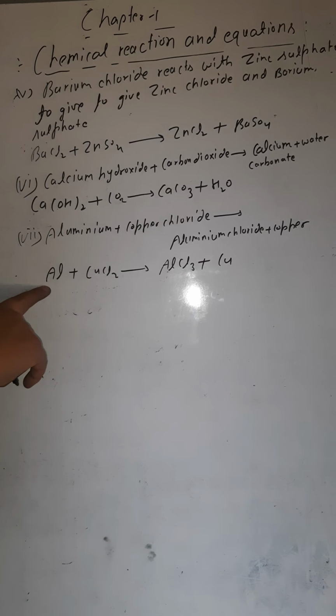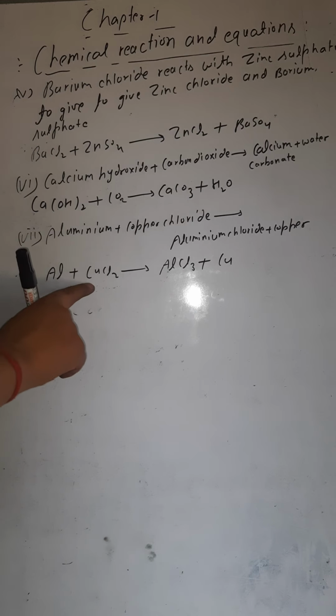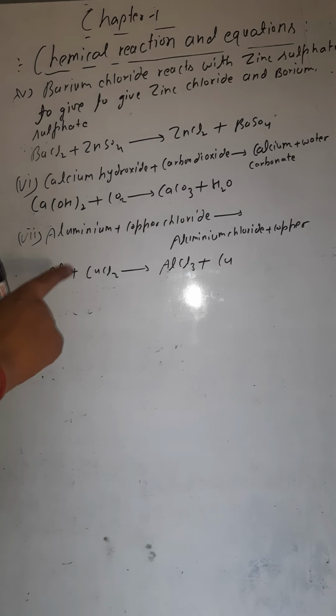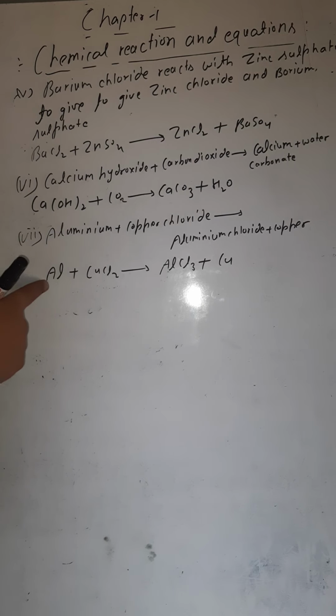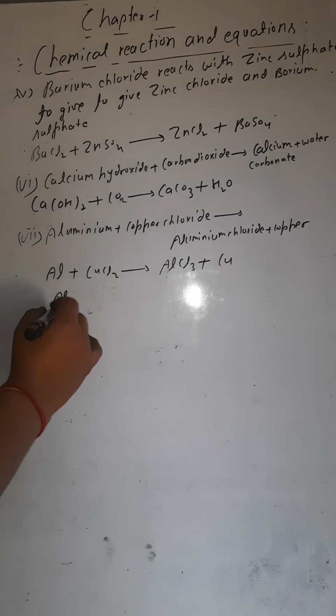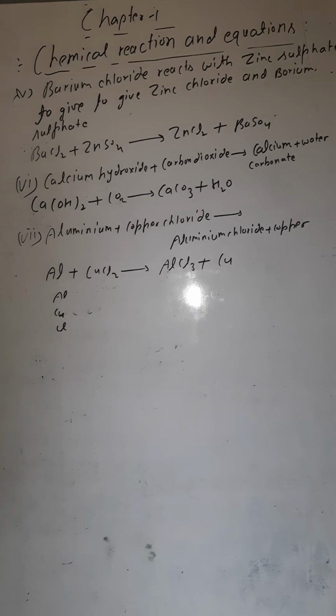Means this aluminium is replacing Cu. Aluminium is replacing copper. Copper is coming out. So this is an example of displacement reaction also. Okay. So now just balance it. First we'll balance aluminium metal, then copper metal, then non-metal, there is chlorine. Only these three things are there.